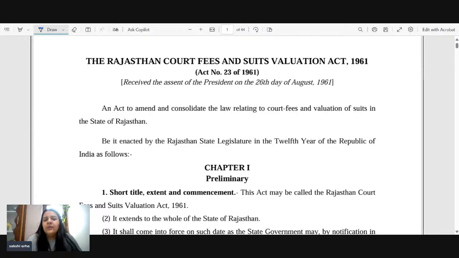Right now, what is this act all about, the Rajasthan Court Fees and Suit Valuation Act? So see, it is the Court Fees and Suit Valuation Act. Whenever you are starting a proceeding before a court, you need to file a suit for starting a proceeding before the court.